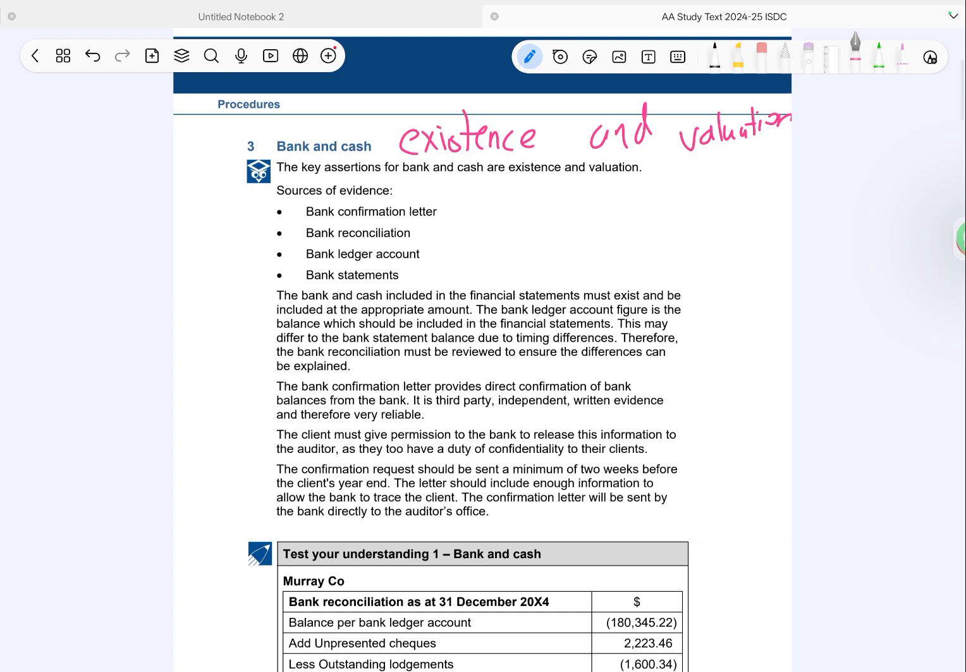This is independent, third party confirmation received directly from the bank, making it highly reliable. However, the client must give permission to the bank to share the information due to confidentiality. The confirmation request should be sent in advance, usually at least 2 weeks before the year end, and must include sufficient details for the bank to identify the client. The response is then directly sent to the auditor, ensuring authenticity and reliability of the evidence.